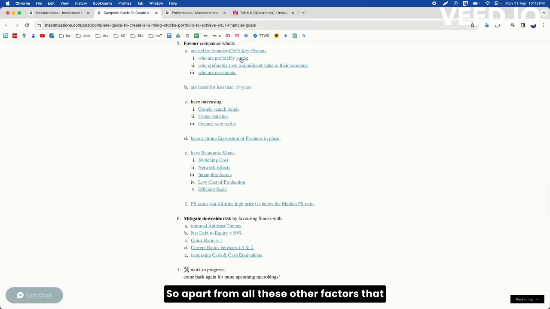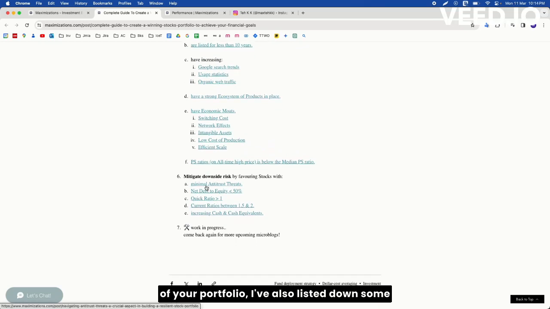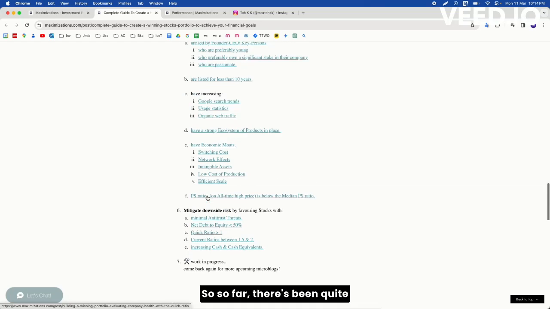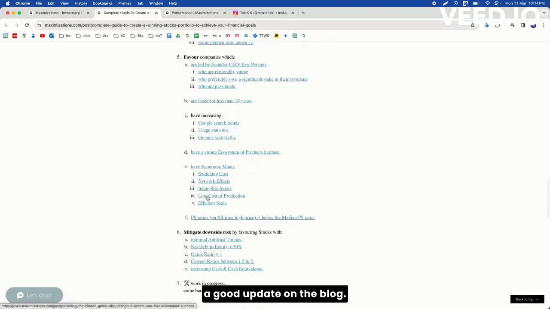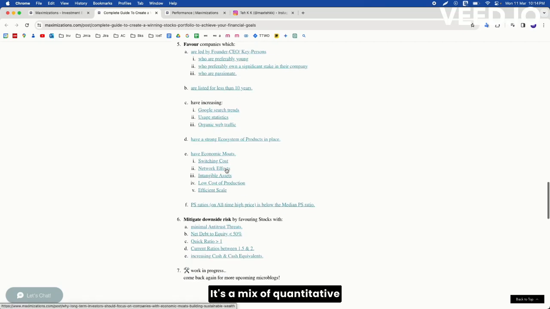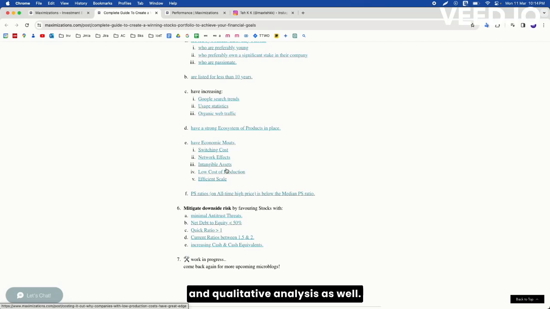So apart from all these other factors that you should consider, which will boost the return of your portfolio, I've also listed down some of the factors over here that could potentially increase the risk of your portfolio. So you would want to avoid the companies if they are showing a lot of these signs. So far there's been quite a good update on the blog. There's quite a lot of new content added. It's a mix of quantitative and qualitative analysis as well.